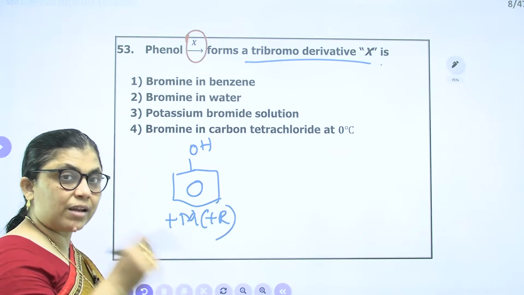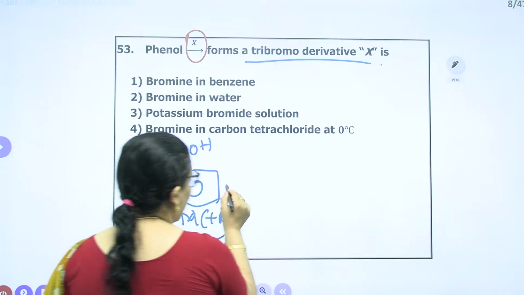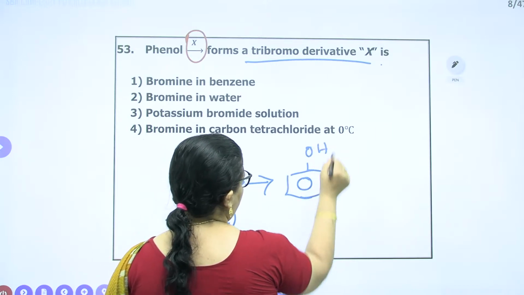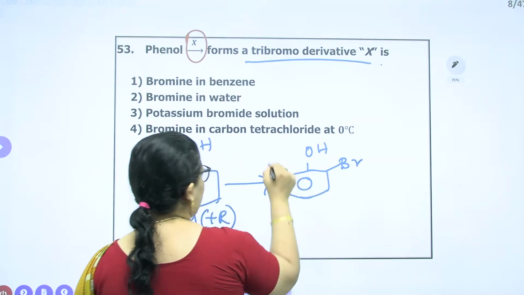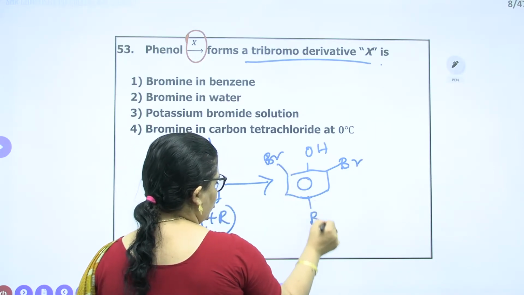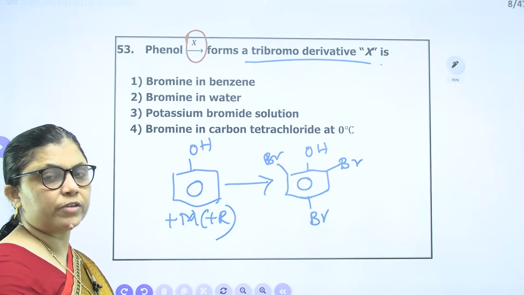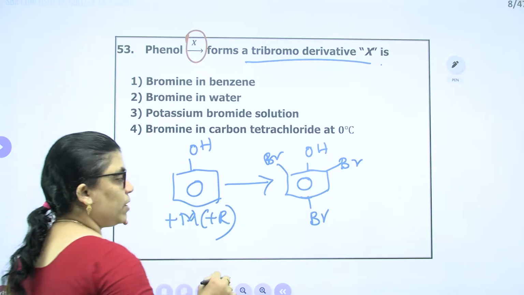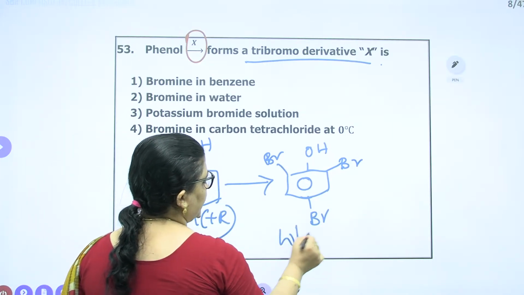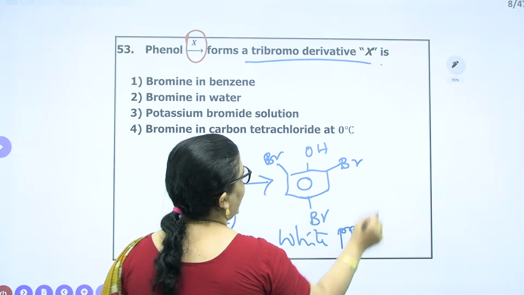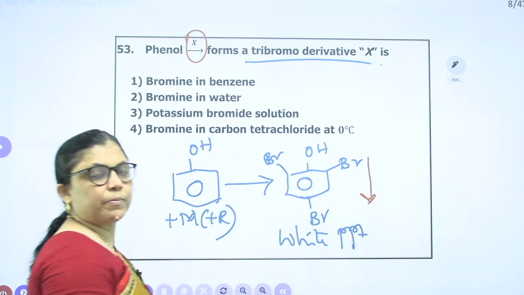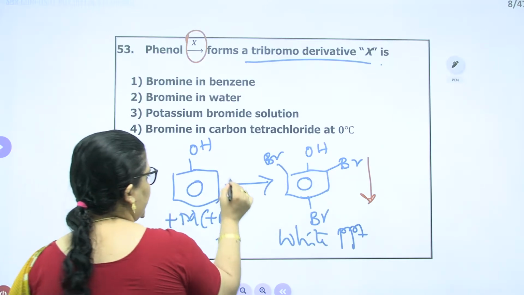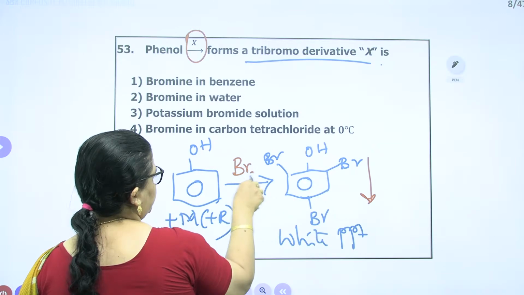When you are saying tribromo derivative, it means that we are going to get substitution at ortho and para positions, because these are ortho and para directing in nature. 2,4,6 tribromophenol will be obtained as a white precipitate when phenol is treated with bromine water.